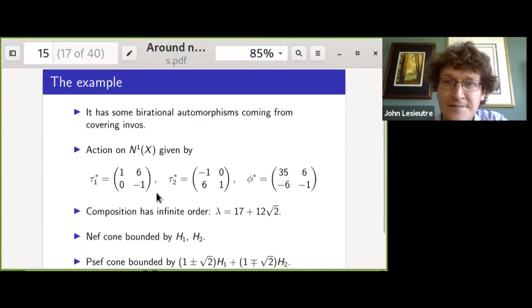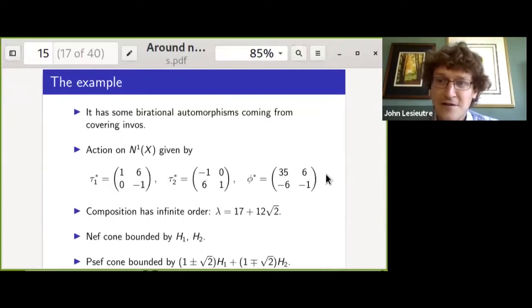So tau 1, if you square that, you get the identity. Tau 2, if you square that, you get the identity. But if you multiply them together, you get this new matrix, 35, 6, -6, -1. And that has infinite order. It's easy to see that it has infinite order just because it has an eigenvalue that's about 17 plus 12 root 2.